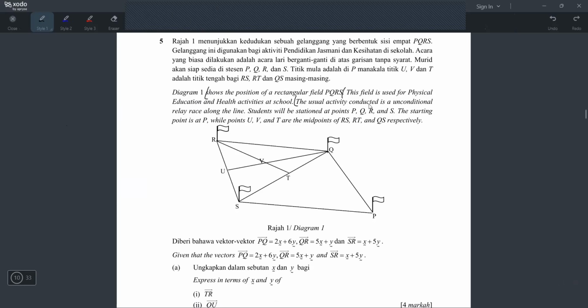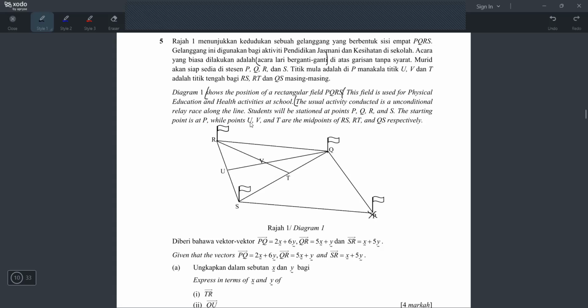The usual activity conducted is an unconditional relay race along the line. So it's like a relay race. What is relay race? In Bahasa Melayu, acara lari berganti-ganti di atas garisan tanpa syarat. And then it says here students will be stationed at PQRS. The starting point is at P, while UVT are the midpoints of RS, RT, QS respectively.